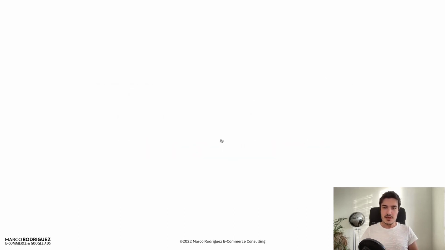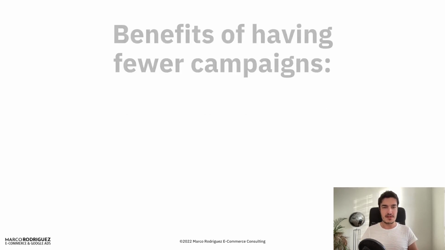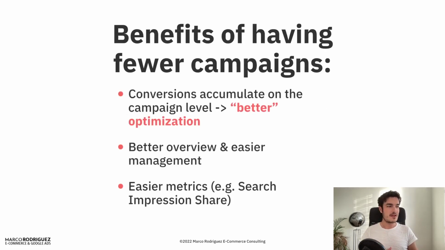So, here are some benefits of having fewer higher volume campaigns. First of all, as I said, conversions accumulate better on the campaign level. So there's better optimization, so to speak, right? Also, it's easier to manage and you have a better overview. And you can look at certain metrics much easier, like the search impression share. If you have one big campaign, you have the search impression share on that campaign. If you have 5 different ones, one might have 30%, 20%, 5, 70. And if they target somewhat similar products or similar keywords, it's very difficult to come up with one consistent search impression share for that exact keyword or product, right?